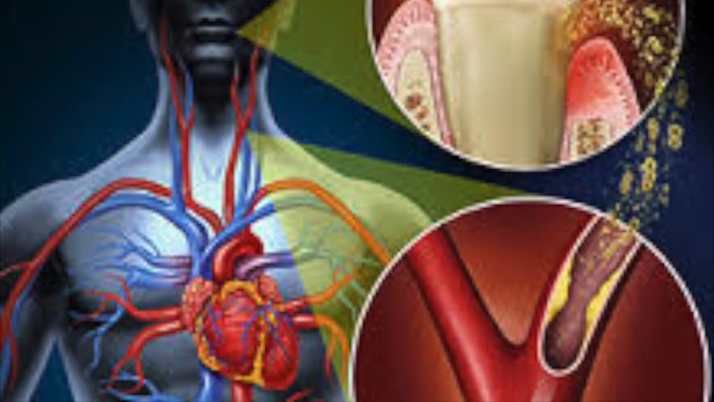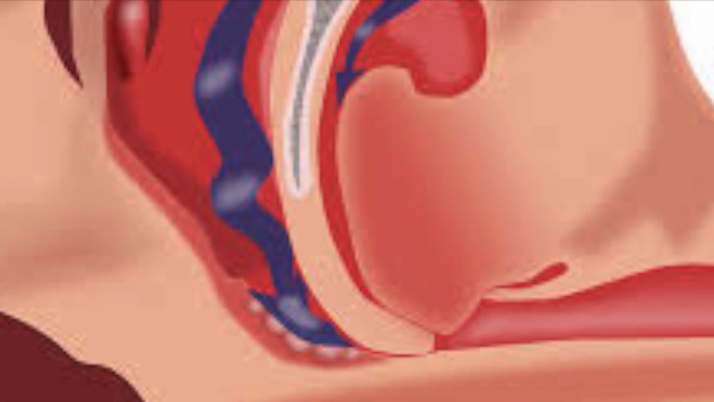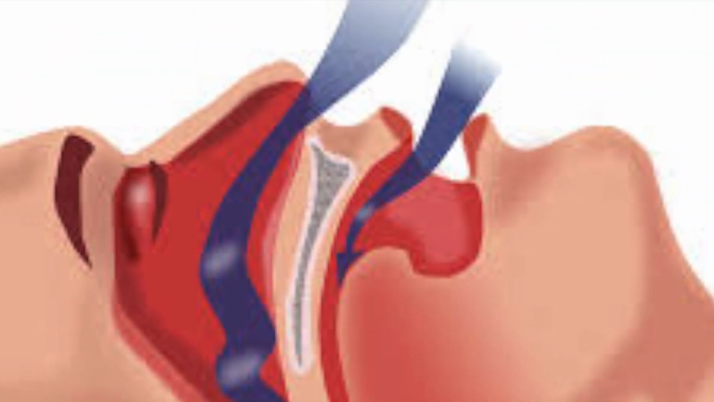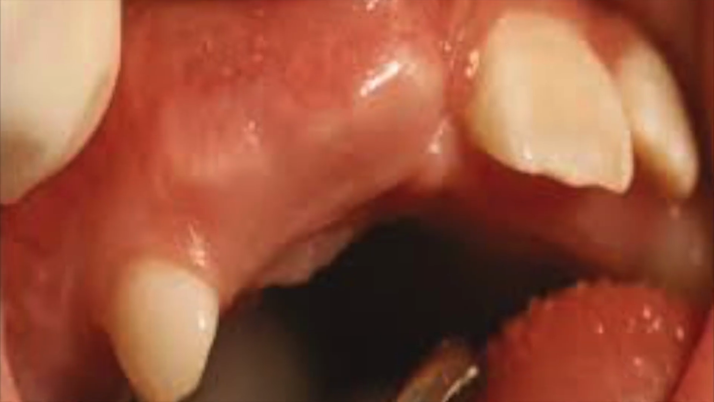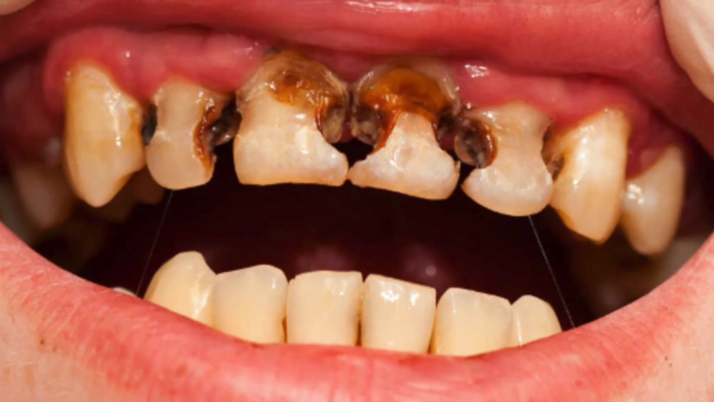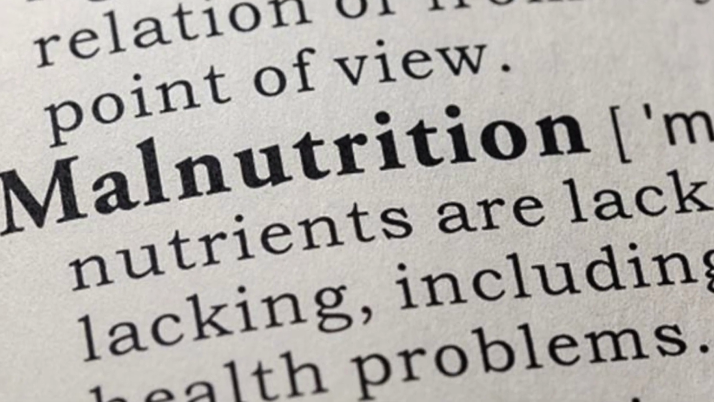Then disease, it includes systemic disease, endocrine disorders, local disease such as nasopharyngeal disease, gingival and periodontal disease, tumors, and caries. Then the last one is malnutrition.